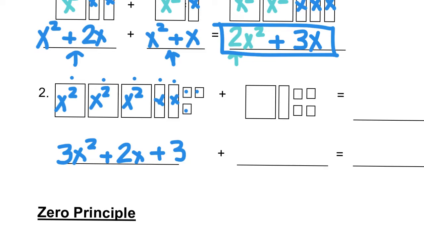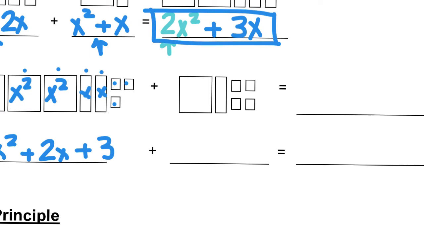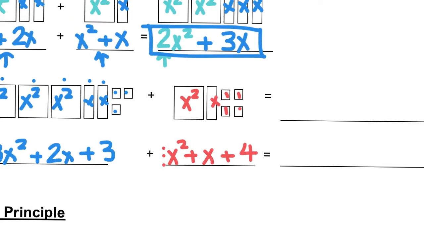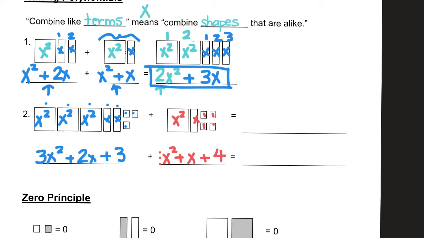Let's look at the next polynomial. We have 1x squared, so the coefficient is an understood 1 right here. We have 1x, so we'll add that x to that. And then we have 4 units. So as we're drawing these, now we'll represent their sum in the last blank. So we'll draw a picture.